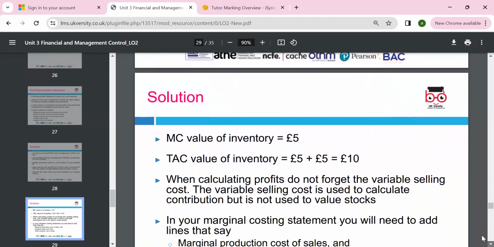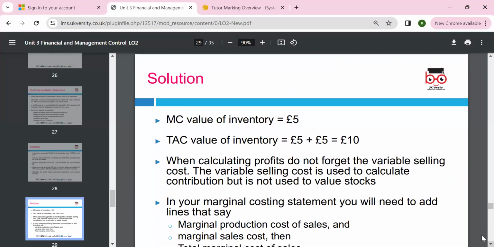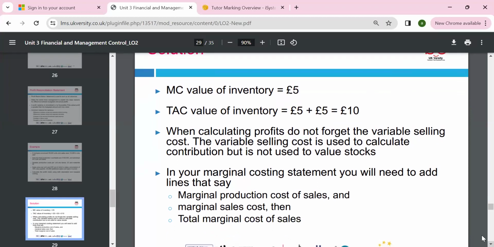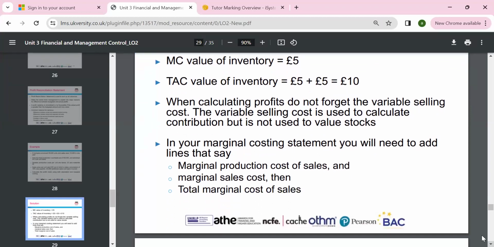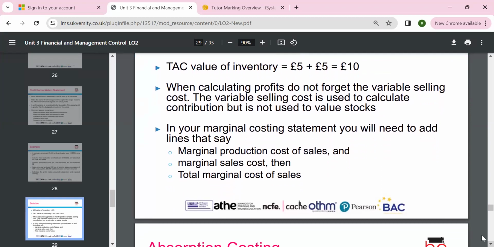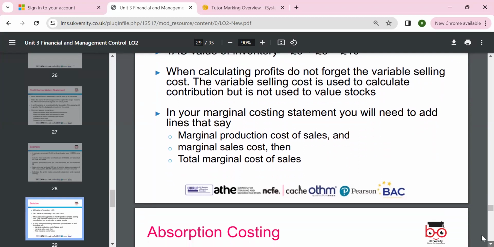Calculate the profits. We can say the marginal cost value of inventory is 5, and the total average cost of inventory is 10. When calculating the budget, don't forget the variable selling cost. The marginal cost is the cost of every successive additional unit, which we call marginal cost. Any questions, please? And for total marginal cost, we add them.